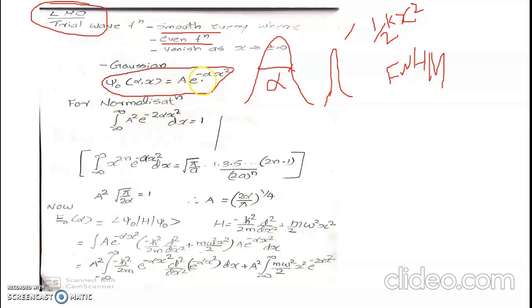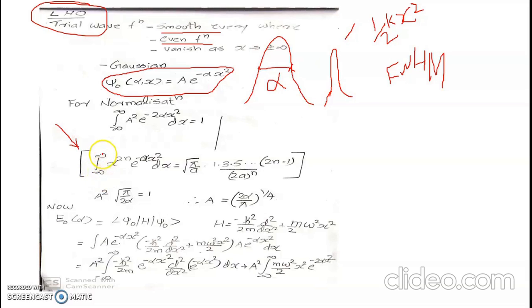So a square, e raised to minus alpha x square into e raised to minus alpha x square, make it e raised to minus 2 alpha x square dx, equal to 1. Now I will be making use of this standard integral every here and then, whenever I am going to cope with this linear harmonic oscillator problem.